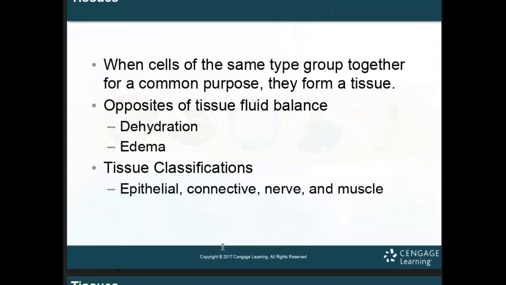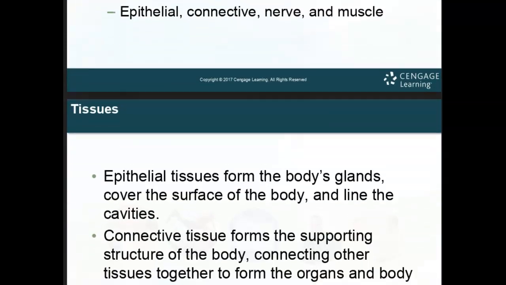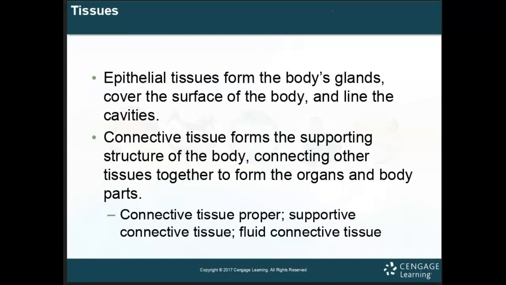Tissues. When cells of the same type group together for a common purpose, they form a tissue. So opposites of tissue fluid balance would be dehydration and edema. Tissue classifications are epithelial, connective, nerve, and muscle, and we'll talk more about these too when we get into the integumentary system. But epithelial tissue forms the body's glands, covers the surface of the body, and lines the cavities.